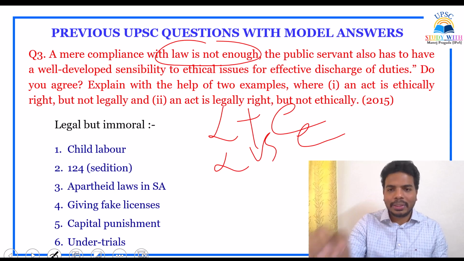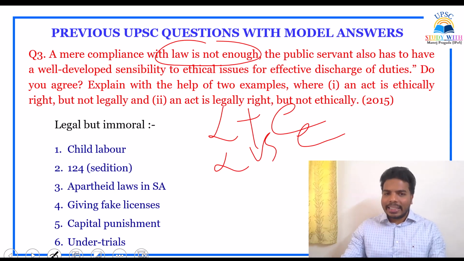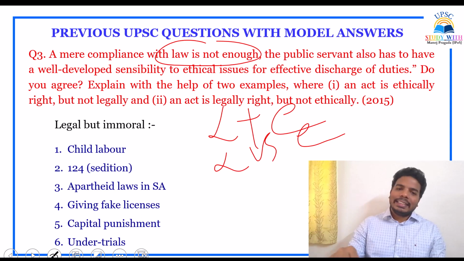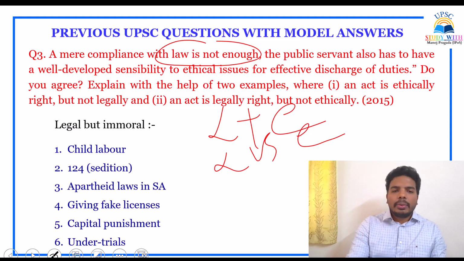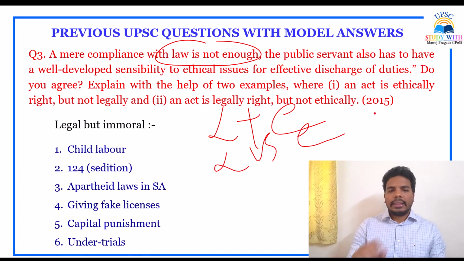Explain with the help of two examples where an act is ethically right but not legally right, and similarly where an act is legally right but not ethically. I have given you certain examples. For example, child labor. At one point of time, it was accepted. There were regulations, there were laws which were promoting child labor. But with time, all the countries have banned child labor. At one point of time it was legal, but it was never moral.